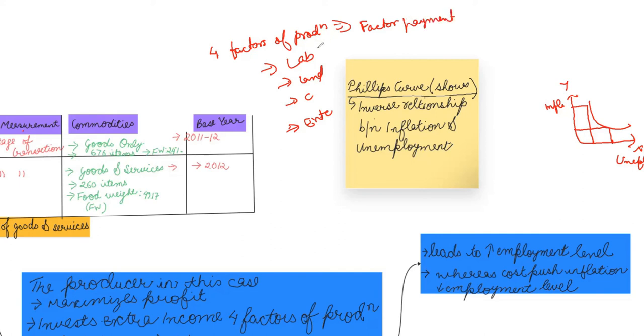So how do you pay labor? You pay in terms of wages. How do you pay land? You pay in terms of rent. How do you pay capital? You pay in terms of interest. And how do you pay enterprise? You pay in terms of profit. Or entrepreneur, call it whatever you like.